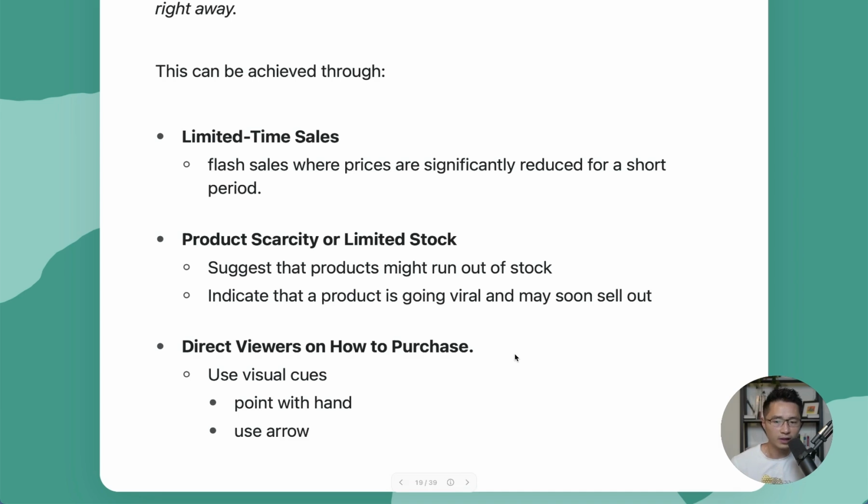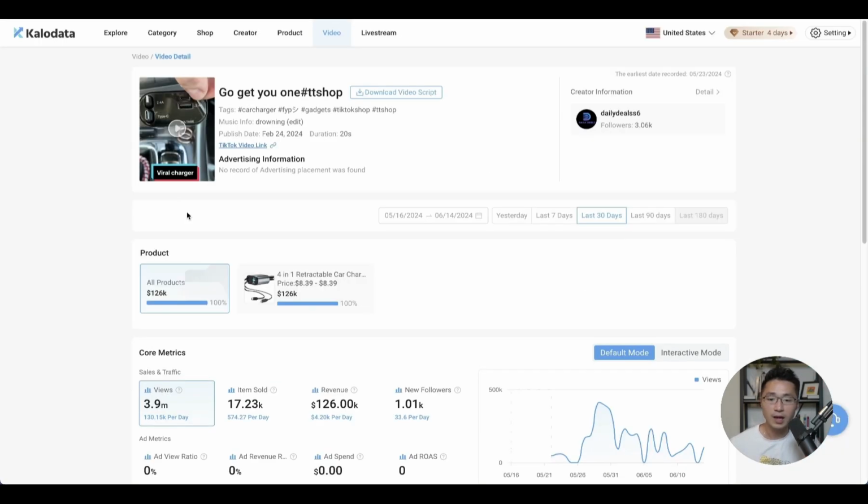And a very effective way to try to direct your viewers to purchase the product is to just use visual cues. You could point to the product link with your hand, or you could use an arrow to just direct the viewer's attention on exactly how to purchase. So let's look at a couple examples.